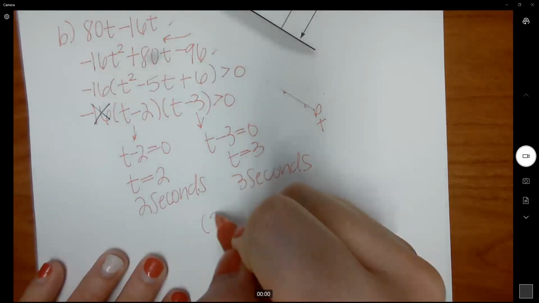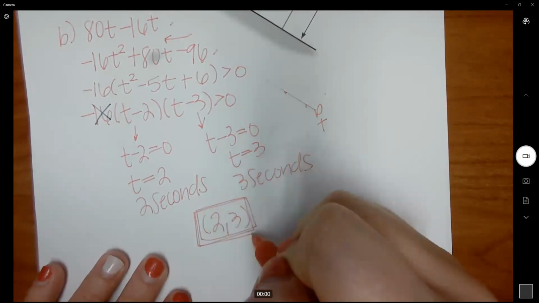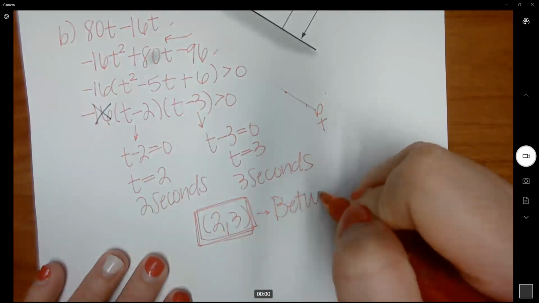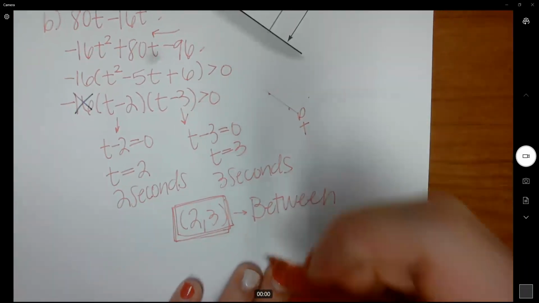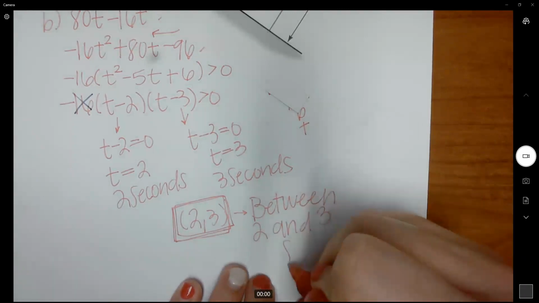So we can either say 2 to 3 in interval notation, or, word problems usually need word answers, so between 2 and 3 seconds.